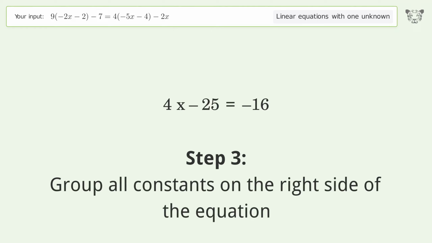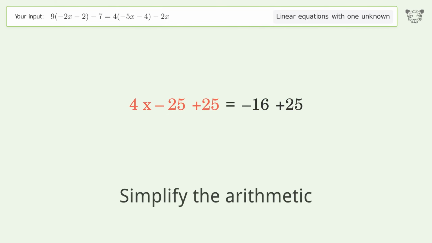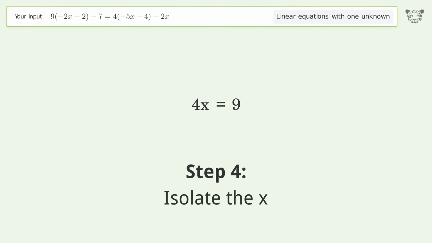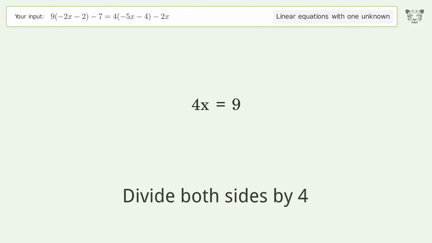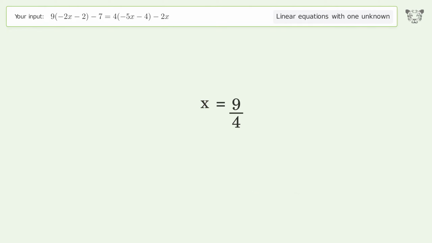Group all constants on the right side of the equation. Add 25 to both sides. Simplify the arithmetic. Isolate the x. Divide both sides by 4. Simplify the fraction. And so the final result is x equals 9/4.